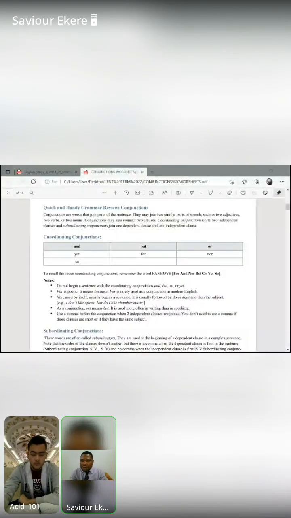For conjunction, we basically know that conjunction is a connective. The reason why it is called connective is that you use it in connecting or linking words, linking phrases, linking sentences or clauses together. They may join two similar parts of speech, such as two adjectives, two verbs, or two nouns. Conjunctions may also connect two clauses. Then there are basically 3 types of conjunction that we need to know. We will learn them today.